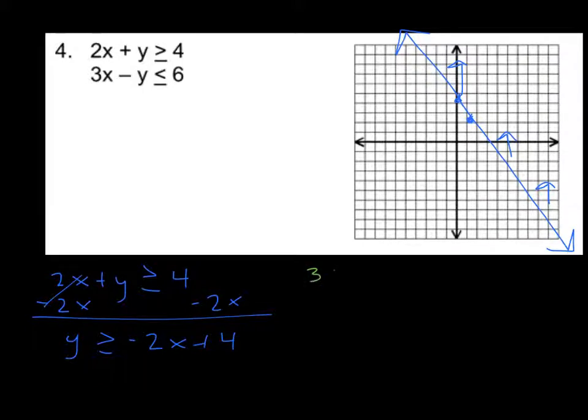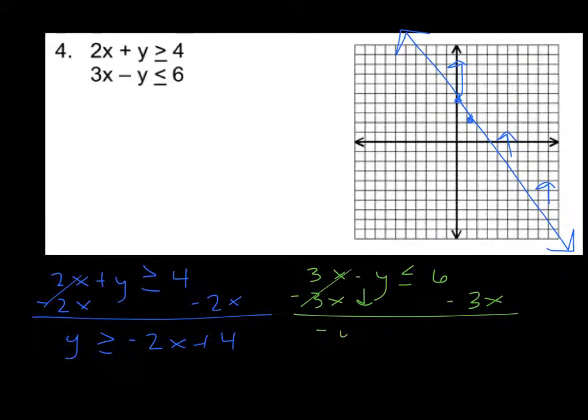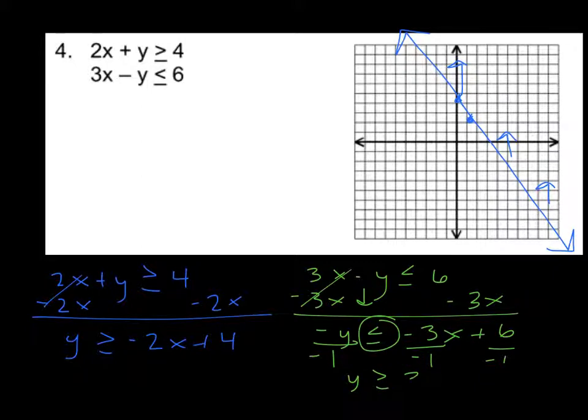So we have 3x minus y is less than or equal to 6. The first thing I'm going to do to isolate y is to subtract 3x from both sides. I'm going to bring down my negative y is less than or equal to negative 3x plus 6. Don't forget, when we learned inequalities, we know that if we divide by a negative, which I'm doing here, I'm going to have to reverse this symbol. So I'm going to get y is greater than or equal to positive 3x minus 6.